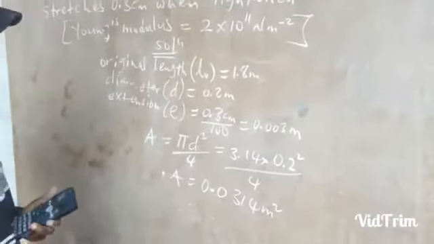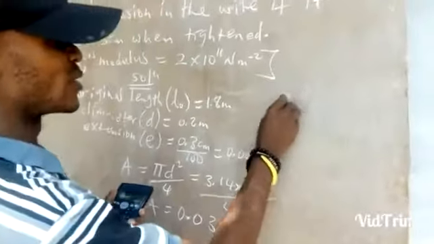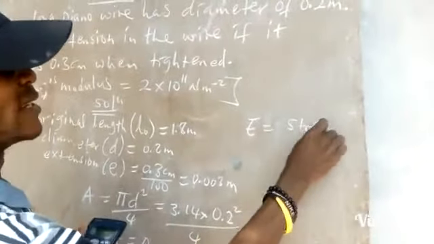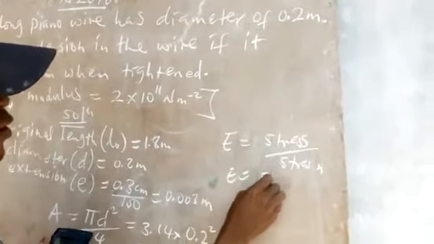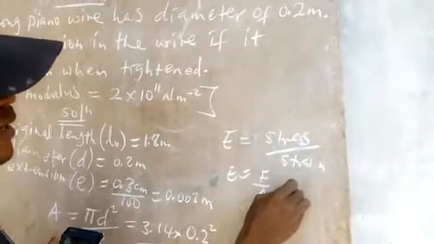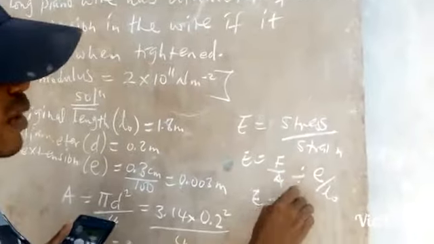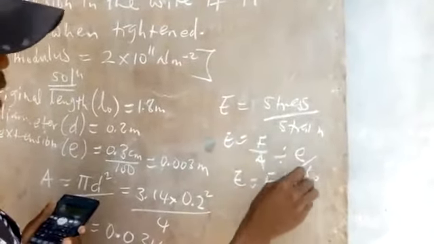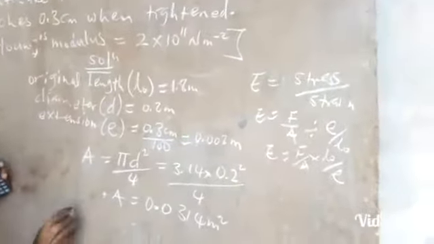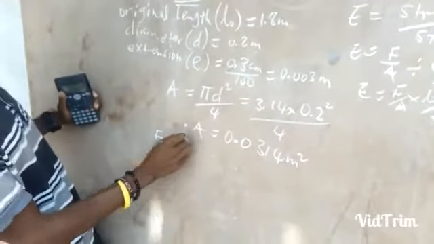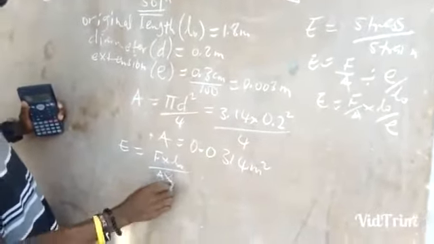Now the Young's modulus is given to us. If you recall, we said Young's modulus is the stress of the material divided by the strain of the material. The stress is force over area, and the strain is extension over the original length. So Young's modulus becomes F over A times L0 over E. Bringing that expression here, Young's modulus equals F times the original length, everything divided by the area times the extension.